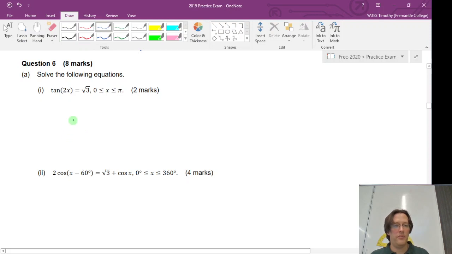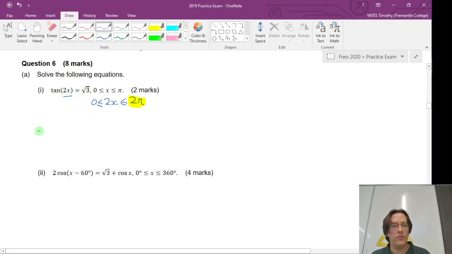Now we've got some trigonometry. Tan of 2x equals root 3. Now whenever we've got 2x in here, I like to actually change our range to include that 2x, which means that our range goes up to 2 pi. And a range of 2 pi is much easier to deal with because that's a full revolution. So where does this equal root 3?